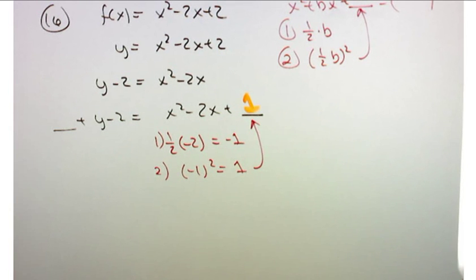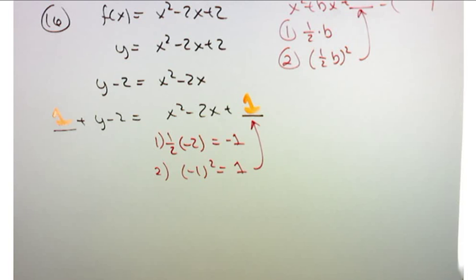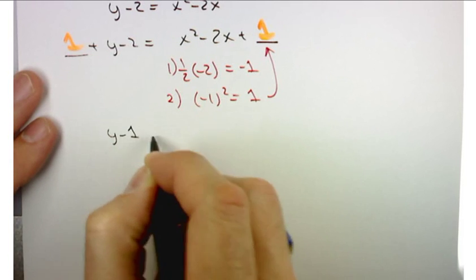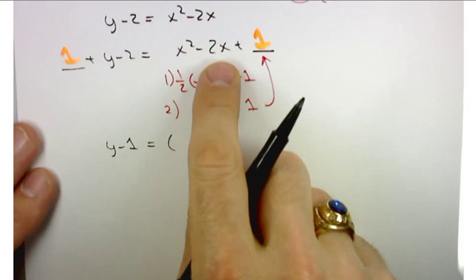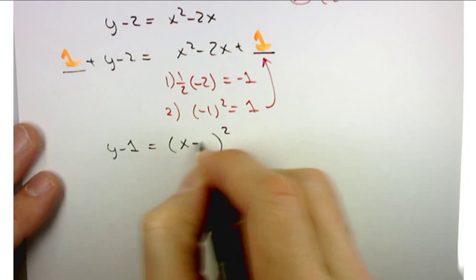So if I put a positive 1 there, what else do I have to do? You have to put a positive 1 on the left-hand side. So I put it on both sides. Now on the left-hand side, we get y minus 1. On the right-hand side, because of this excellent choice here of a 1, I can now write this as something squared. What do I square to get that right-hand side? X minus 1.